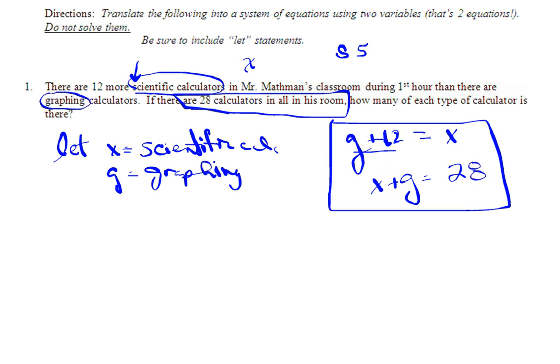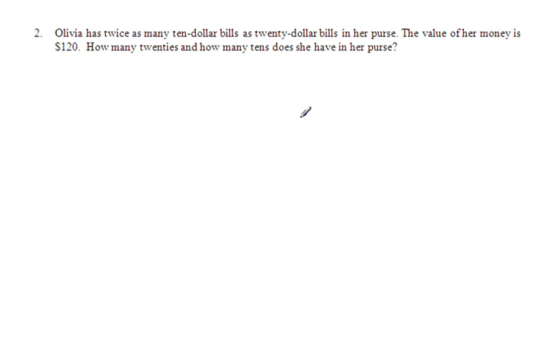All right, let's go to number 2. I think I have 4 of these made for you. Olivia has twice as many $10 bills as $20 bills in her purse. The value of her money is $120. How many 20s and how many 10s does she have in her purse?